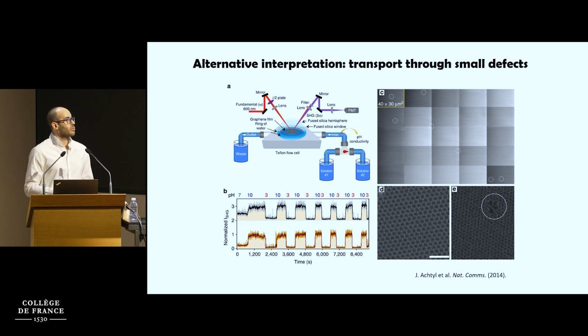And what they said is, well, we do see these defects. These defects are very rare. They happen every 1,000 square microns or so. They're separated by about 30, 40 microns, and we think that proton transport does not happen through the crystal lattice, but instead it happens through these vacancies in the crystal. So this was in 2014.